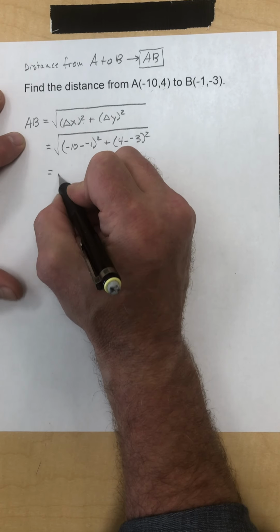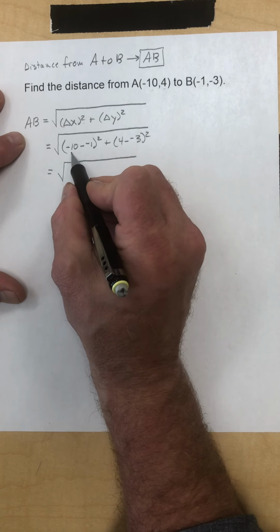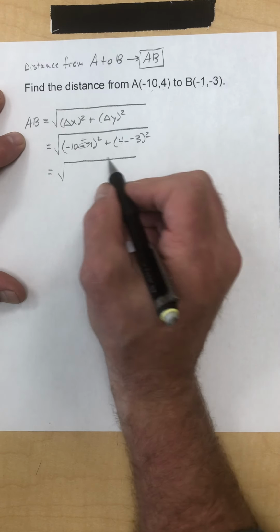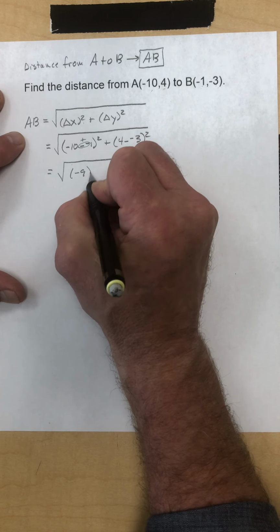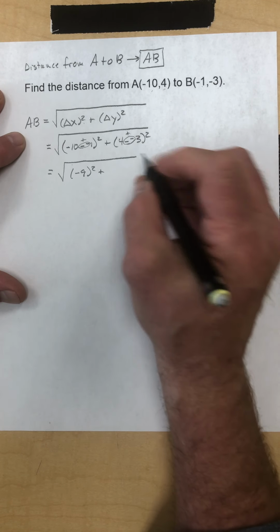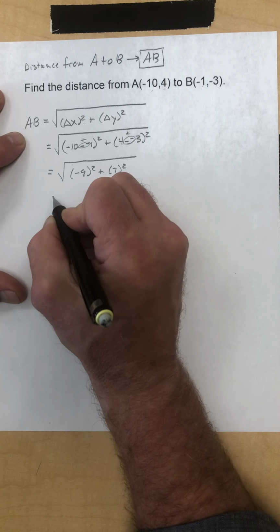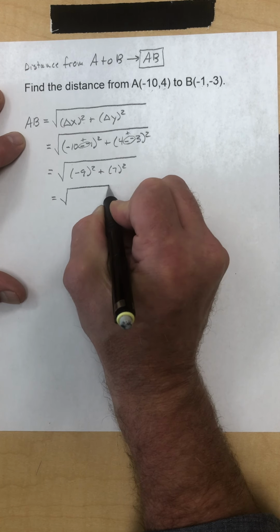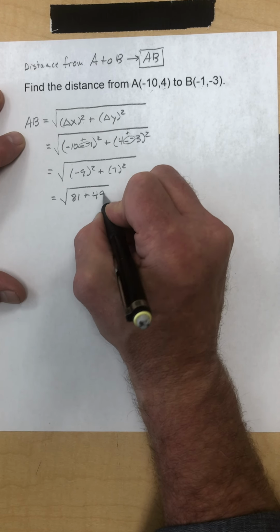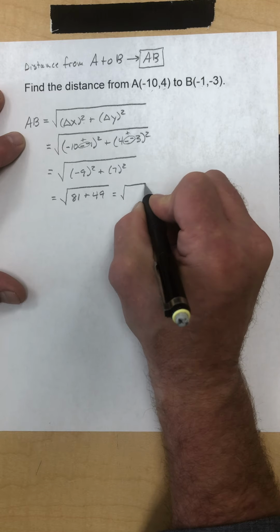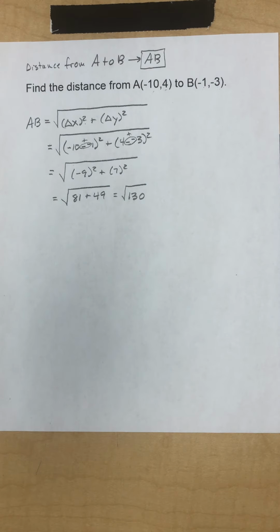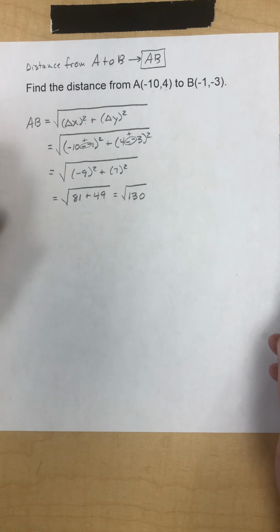Okay, so we simplify. So I get the square root of, see, -10 minus -1, those cancel each other out, becomes plus, so -10 plus 1 is -9. Again, these guys cancel each other off, so you get 4 plus 3 or 7. And then we have the square root of -9 squared is 81, 7 squared is 49. So I get the square root of 130.